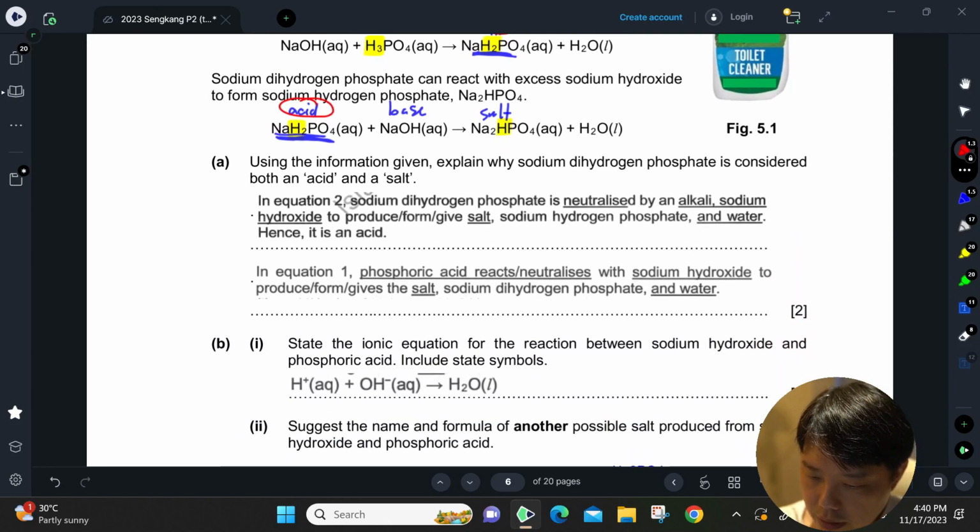Okay, so what is the ionic equation for sodium hydroxide and phosphoric acid? This is a plain neutralization reaction. H+ plus OH- gives you H2O.